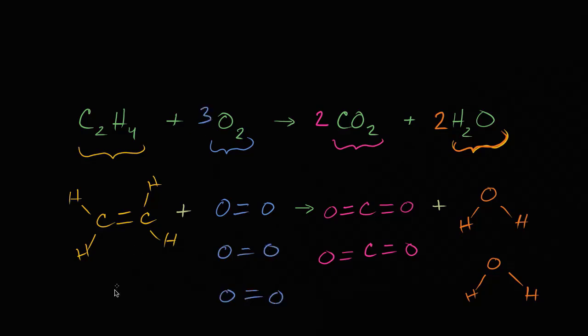And now we're all balanced and correct. We have 2 carbon atoms on both sides, 2 carbons right over here. Here we have 4 hydrogen atoms on both sides. They are here in the ethylene and here in the waters. And then here we have 6 oxygen atoms on both sides. Here some of the oxygens are in the carbon dioxide molecules and some of them are in the waters. And here they're all in molecular oxygen.